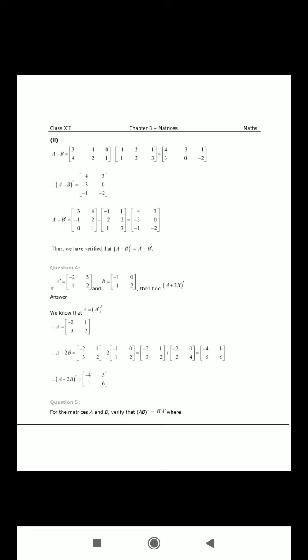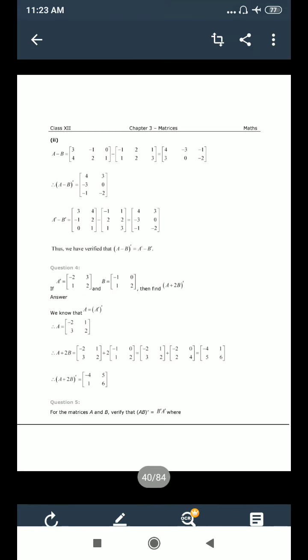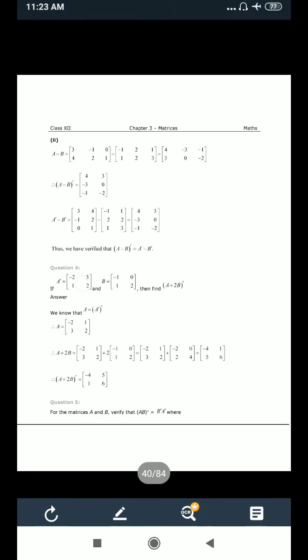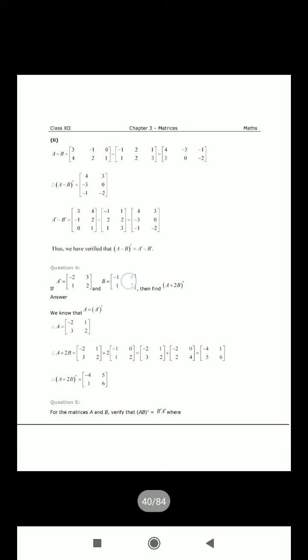A transpose and B are given. It is asked to find (A plus 2B) whole transpose. So the question is quite simple. First you get A. On again taking the transpose of this using this property, you will get A. So it will be minus 2, 3 as the first column and 1, 2 as the second column. Now you have A, get 2B. 2B means you will multiply all the elements of B by 2.